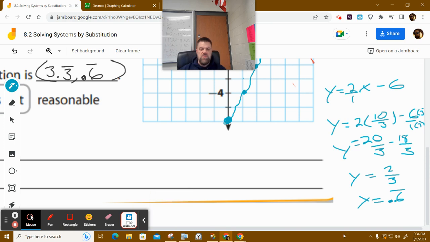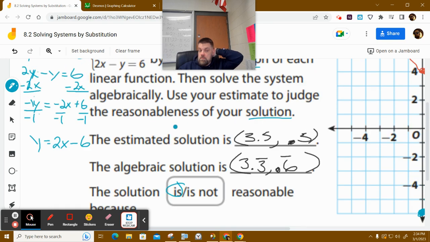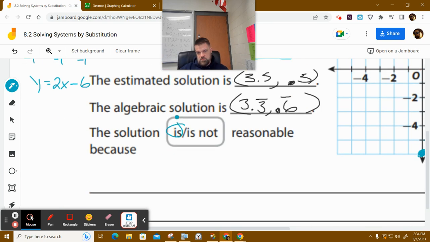Now the question is, is this solution reasonable? Yeah. And it says, why is it reasonable? Because we're close. It was close. In other words, what we guessed by looking at the graph was pretty darn close to the actual answer. But we didn't have any way to know what the exact numbers were.